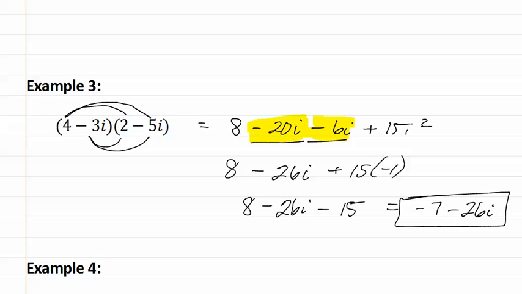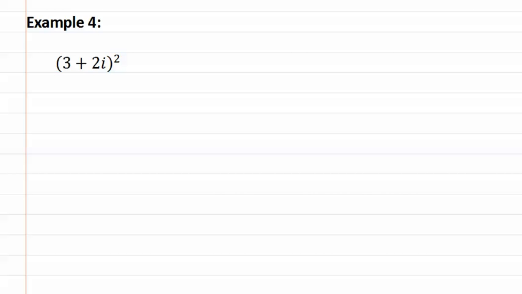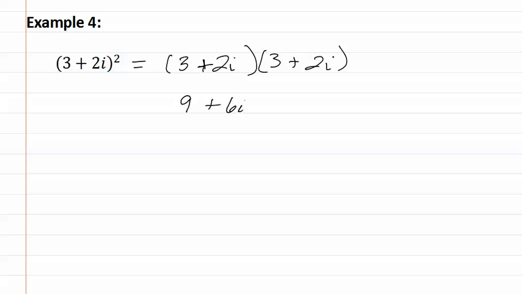Let's look at our last example. Here's example 4. Remember that if I have a binomial squared, you can expand it out to be 3 plus 2i written twice, as exponents are merely repeated addition. Then you can FOIL as usual, giving you 9 plus 6i plus 6i plus 4i squared. Next, you will have 9 plus 12i plus 4i squared.